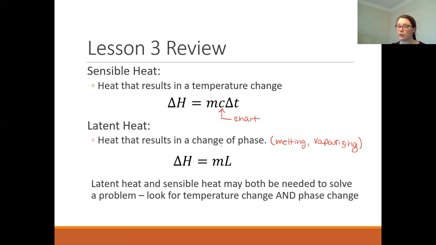Now, the formula for latent heat is just mass times the latent heat coefficient. Now this L comes from our chart. There's going to be two different L's for most things. One of the L's will be for something vaporizing or going to a gas. And the other one will be for something solidifying, crystallizing, or going to a solid.